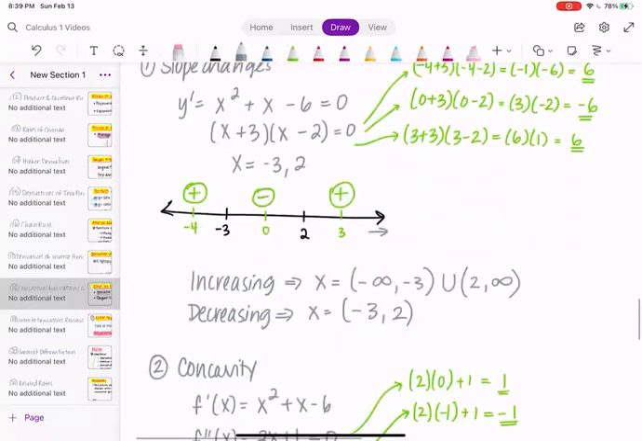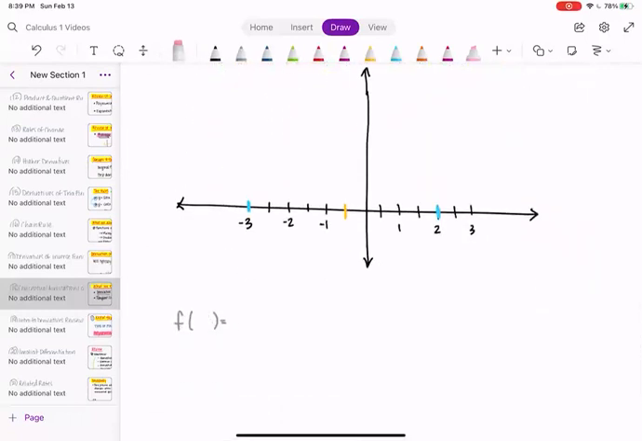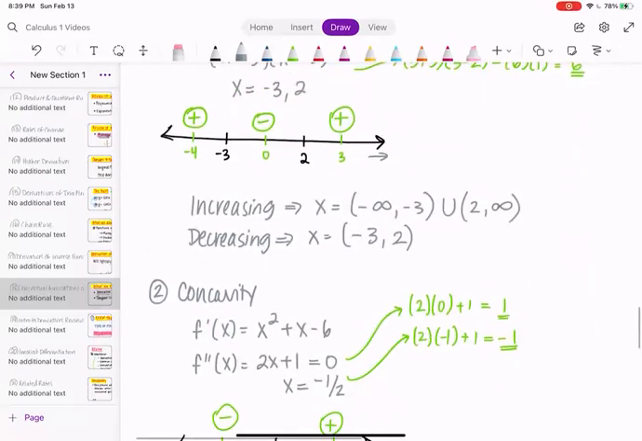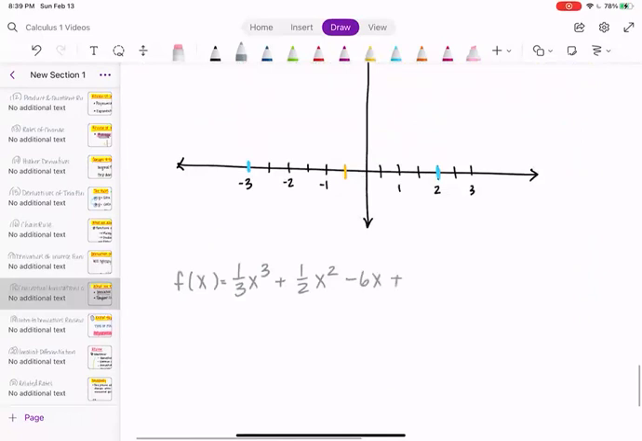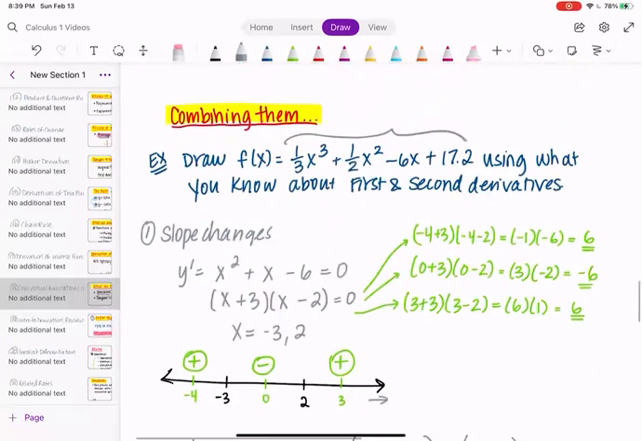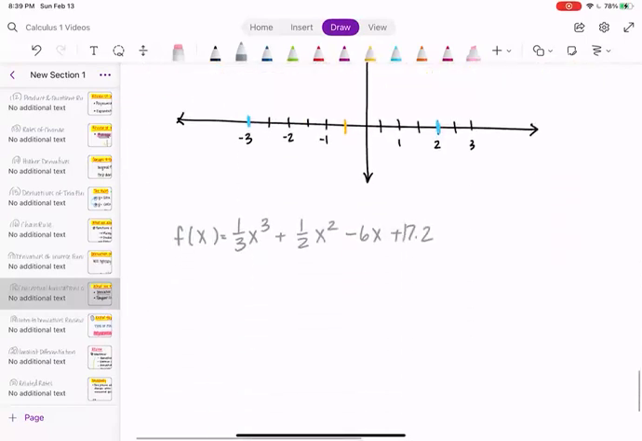And remember, the original function is, maybe I should write that down first. F of x equals 1/3 x cubed plus 1/2 x squared minus 6x plus 17.2. Wow, I could have made that a little bit cleaner, huh? So if I plug in f of -3, I'm going to get 1/3 times -3 cubed plus 1/2 times -3 squared minus 6 times -3 plus 17.2.